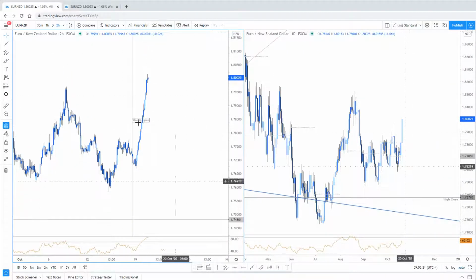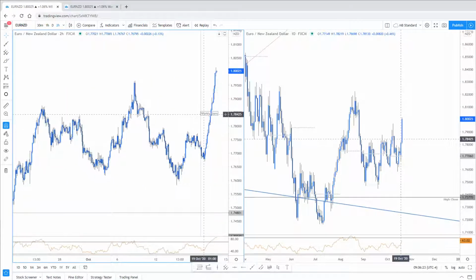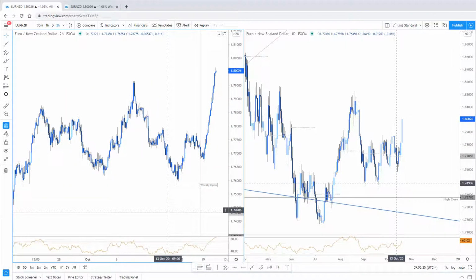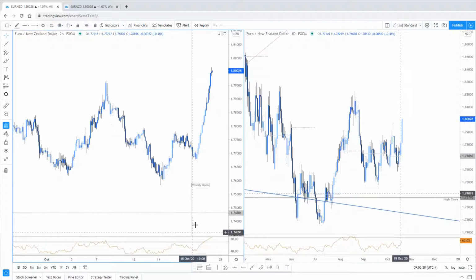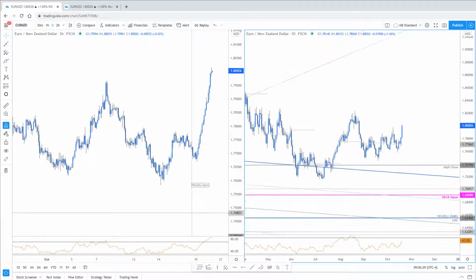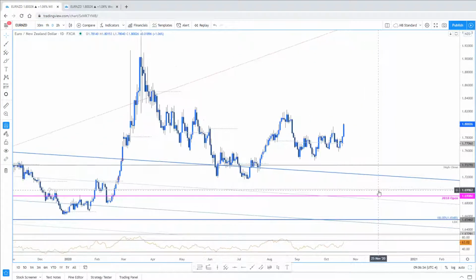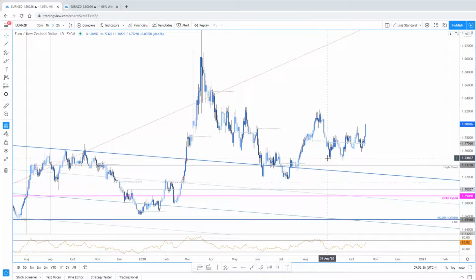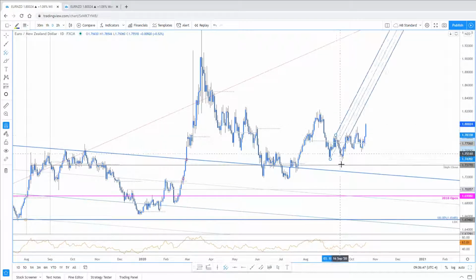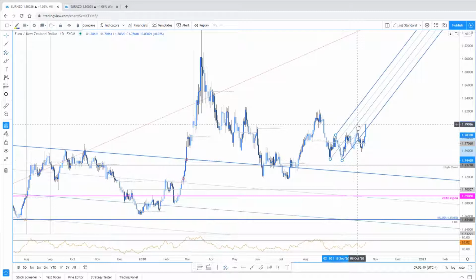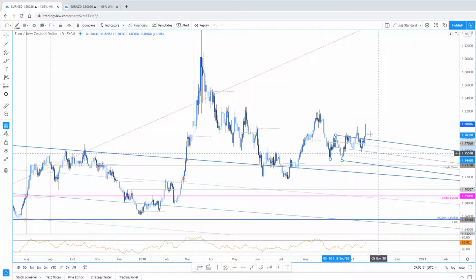Wow, breakout. No surprise there with the respective Euro and Kiwi price action in and of themselves versus the dollar. It's too much.